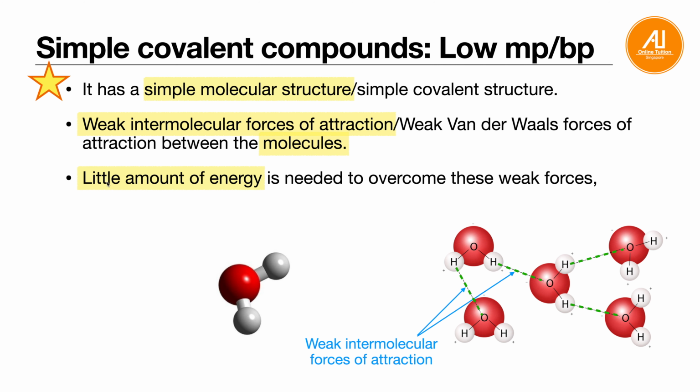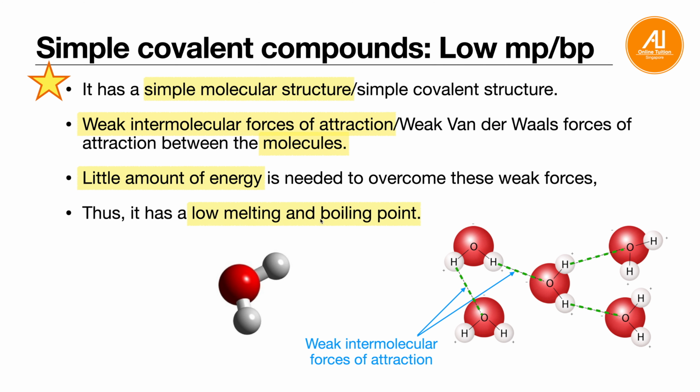So since it's weak, means what? A little amount of energy is required to overcome these weak forces. Thus, it has a low melting and boiling point. The example I show here is water. The explanation is the same when talking about CO2 or CH4 methane gas. So these are the 4 points. Make sure you have all the highlighted keywords in your answer.